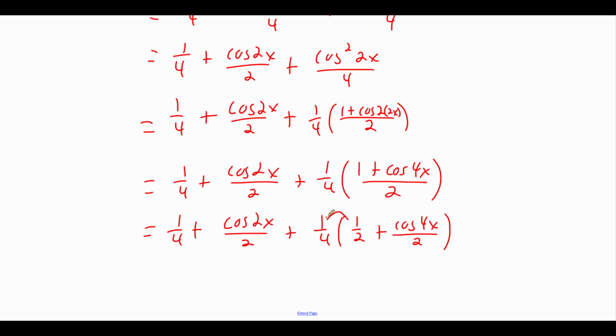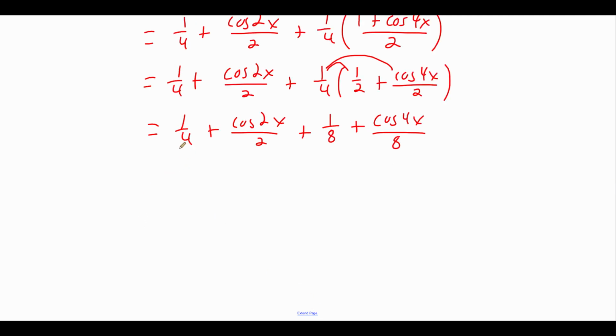But then I'm going to take this 1/4 and distribute it in. So we get 1/4 plus the cosine of 2x over 2 plus 1/4 times 1/2 is 1/8. And if we take this 1/4 times this fraction, we're going to get the cosine of 4x all over 8. Now there's actually a couple of like terms that we can combine with this 1/4 and this 1/8. We are going to need common denominators though. So I'm going to multiply this 1/4 on top and bottom by 2. So that becomes 2/8. And if we add another 1/8 to that, that becomes 3/8 plus this cosine of 2x over 2 plus this cosine of 4x over 8.